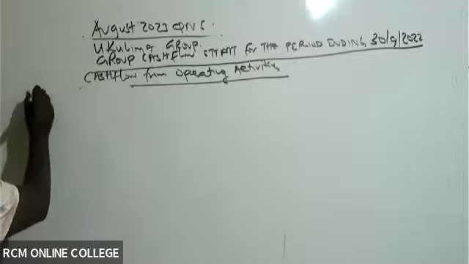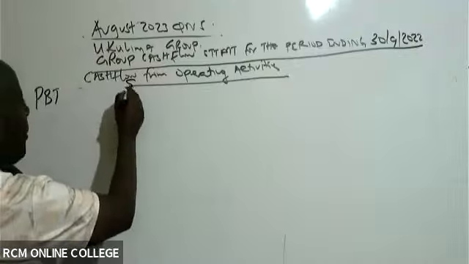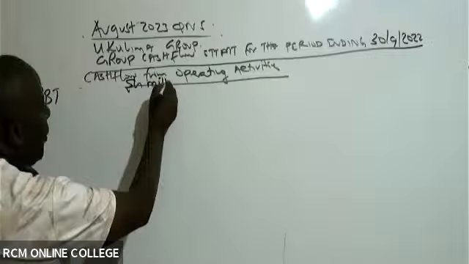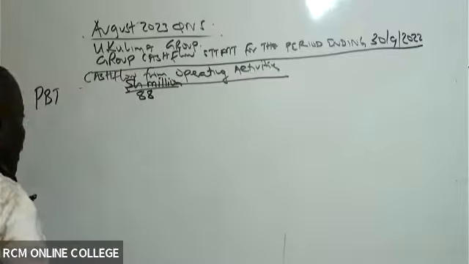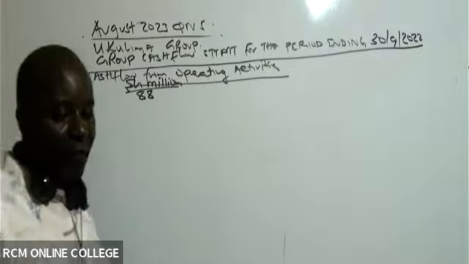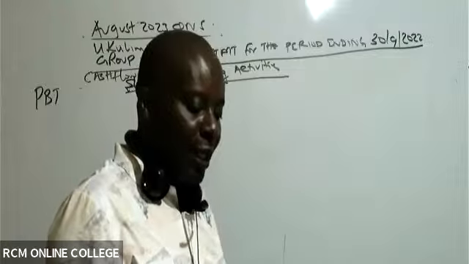Just go there very fast. Give me the profit before taxation. 88. So our figures are in millions, remember. So in this case, profit before tax, we have 88. That's very, very important. Profit before tax, we have 88.